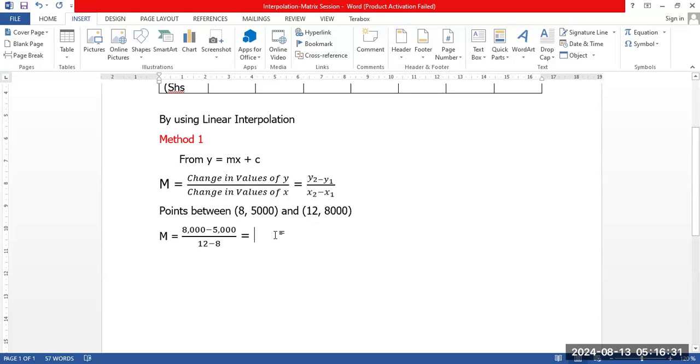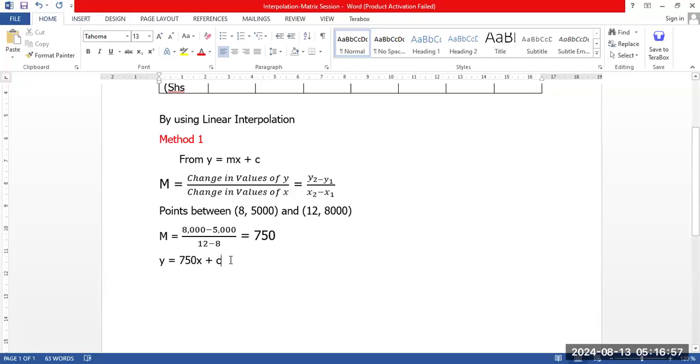3,000 divided by 4 gives us 750. This is 750. Perfect. So that is our m. So if we substitute m in our linear equation, where we have m, we put 750. Okay. So now our next step is to get c.